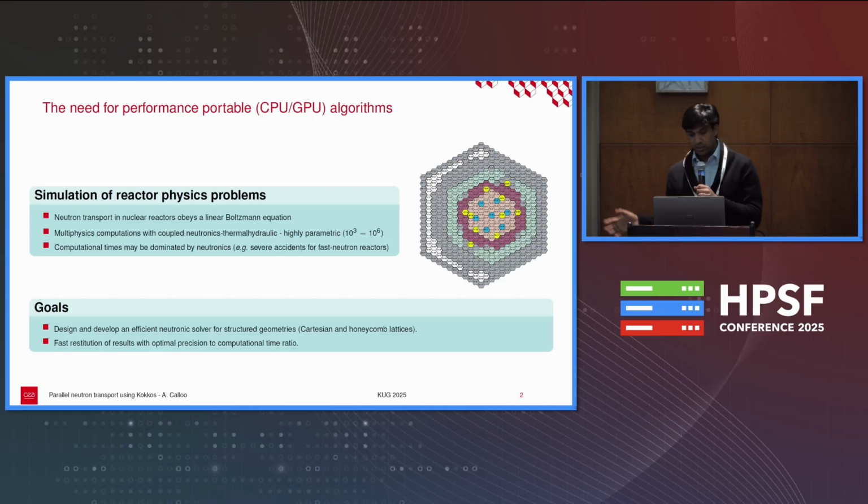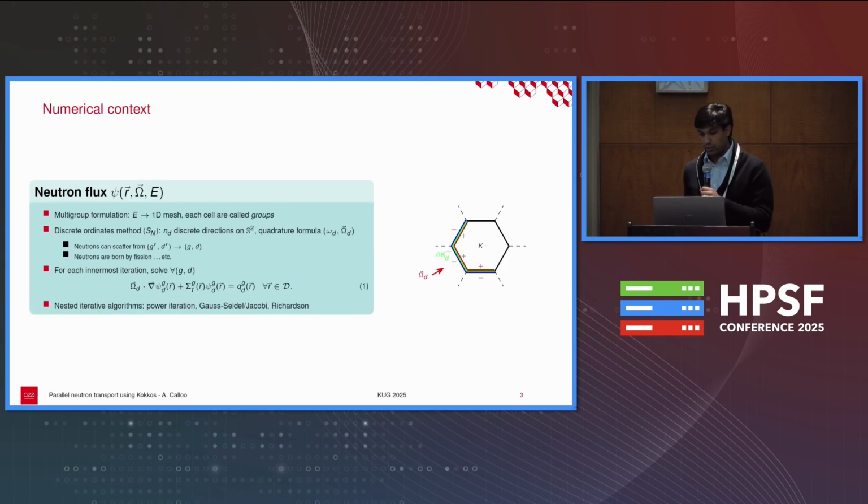So the goal is to design and develop an efficient neutronic solver for structured geometries, Cartesian and hexagonal ones. Again, just to put the physical setting here: the neutron flux, which is the unknown we are solving for, is a 6D problem. It depends on 3 variables in space, 2 for the direction, and 1 for the energy.